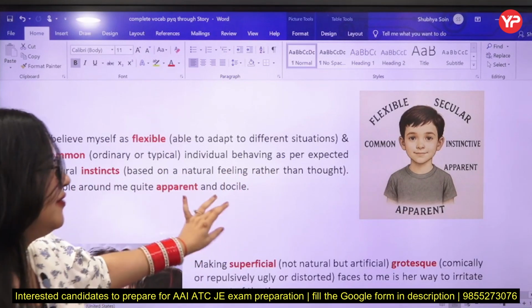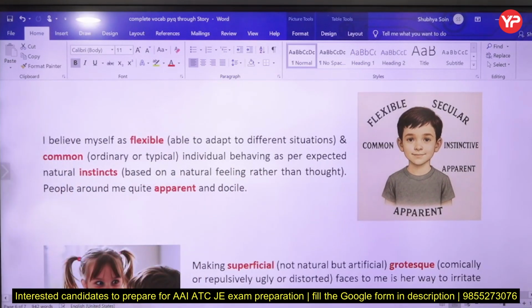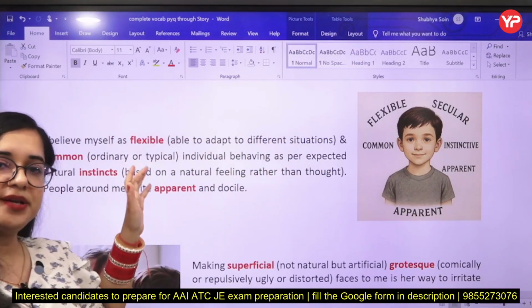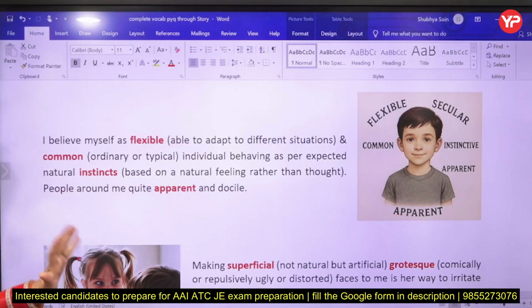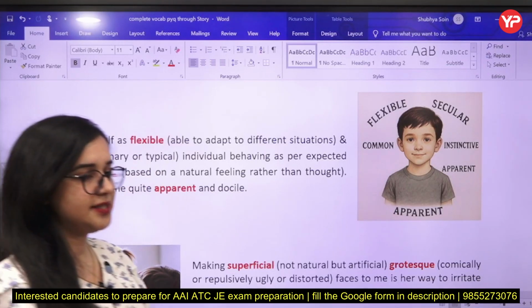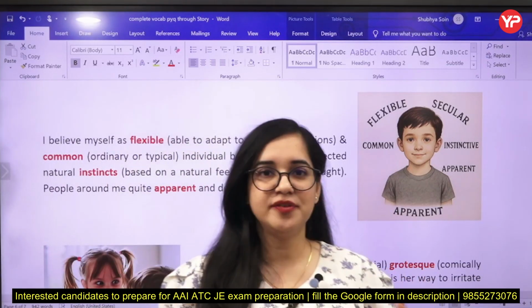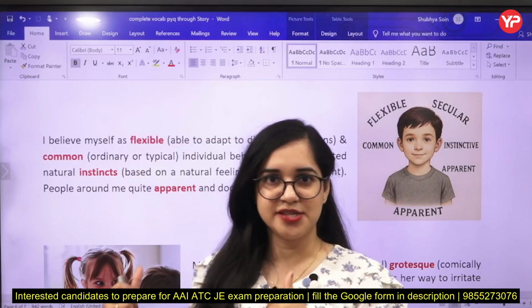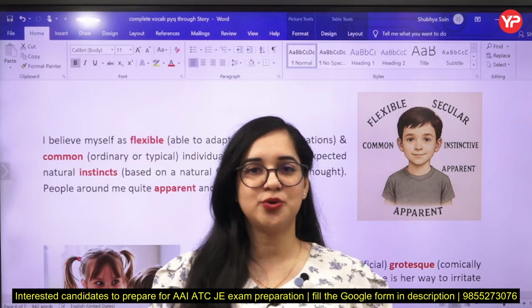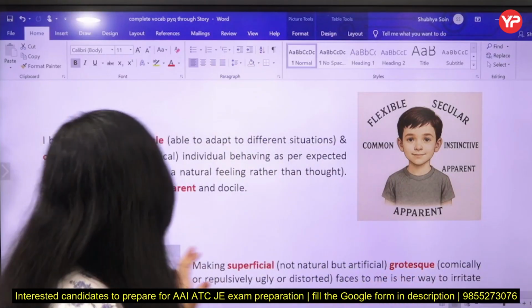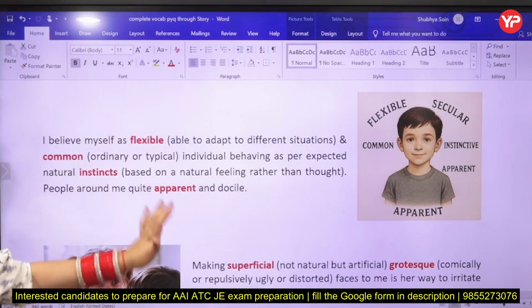Now a very smiling face, and that is, I believe myself as a flexible and common individual, someone who is able to adjust and common in normal situations. Individual as expected by natural instincts, something that is naturally expected, I always behave like this. So always you have to appreciate yourself. So here in this character, the boy who is narrating the entire story has described himself as a very good person, and then as people around me quite apparent and docile.